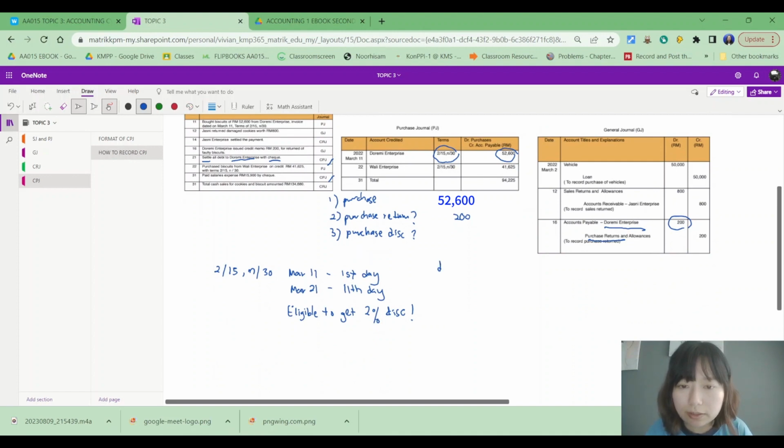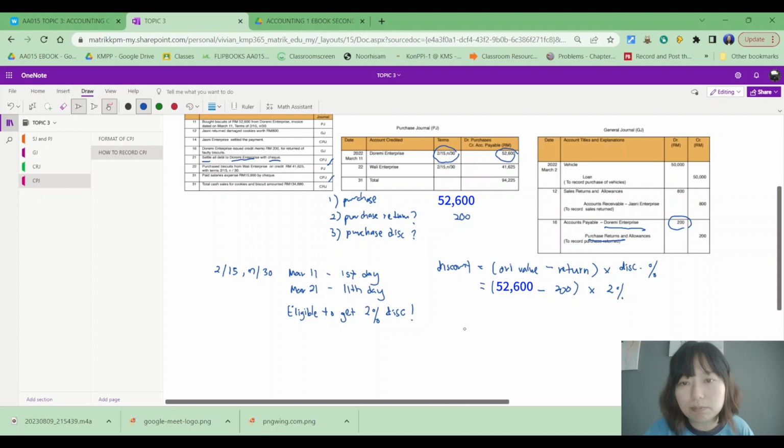So, okay, discount. In order to calculate the purchase discount, kita akan menggunakan the original value and we are going to minus the return kalau ada. And then after that, only kita akan multiply by using the discount percent. Okay, itu cara dia. So the original value would be 52,500. And the return, the purchase return that we have identified from GJ is 200. And then we are going to multiply by 2%. Okay, itulah apa yang kita tahu.